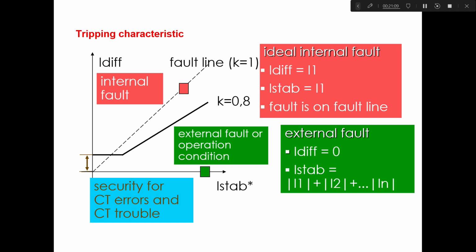I have already explained that for CT error and CT trouble, you will be using some minimum threshold current for operation, this minimum differential current pickup. Then for an external fault or for load condition, the differential current will be 0 and the characteristic will be somewhere here. For an internal fault, your characteristic will move onto the fault line and the relay will issue trip commands. For CT saturation cases, you can determine the slope depending upon the study of your system.